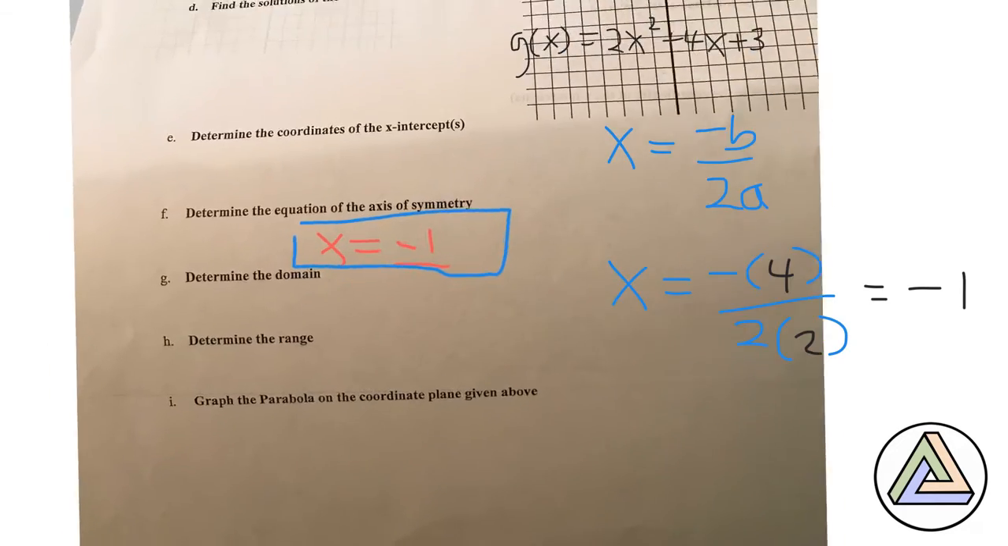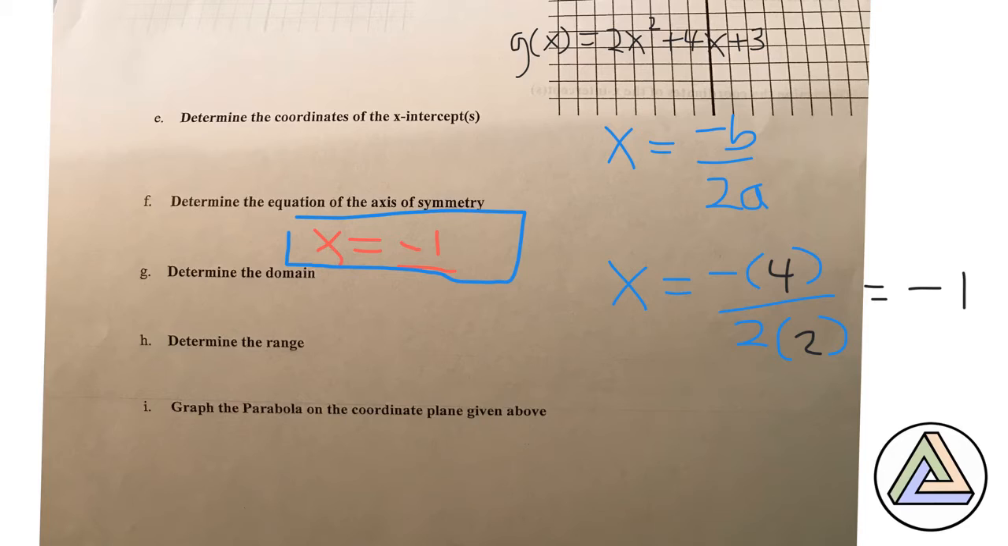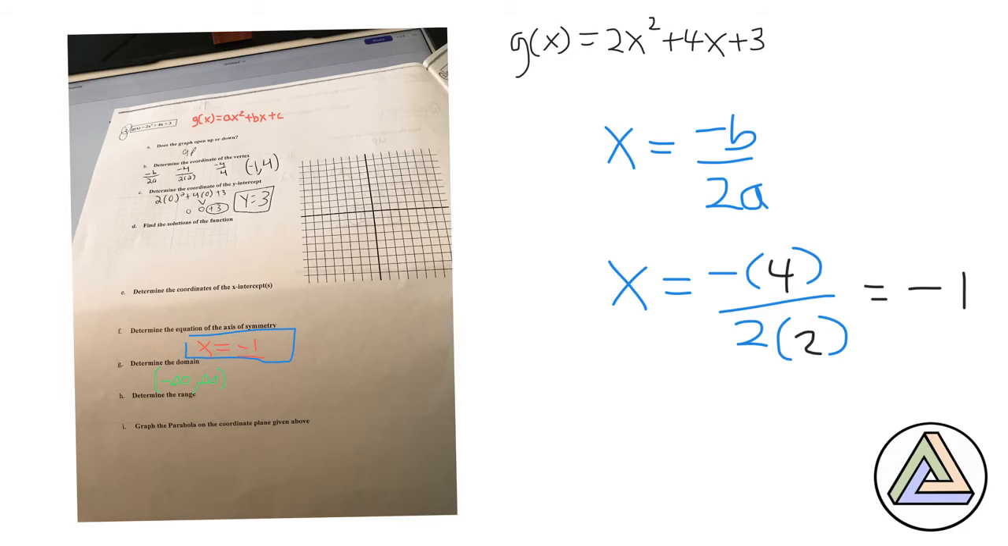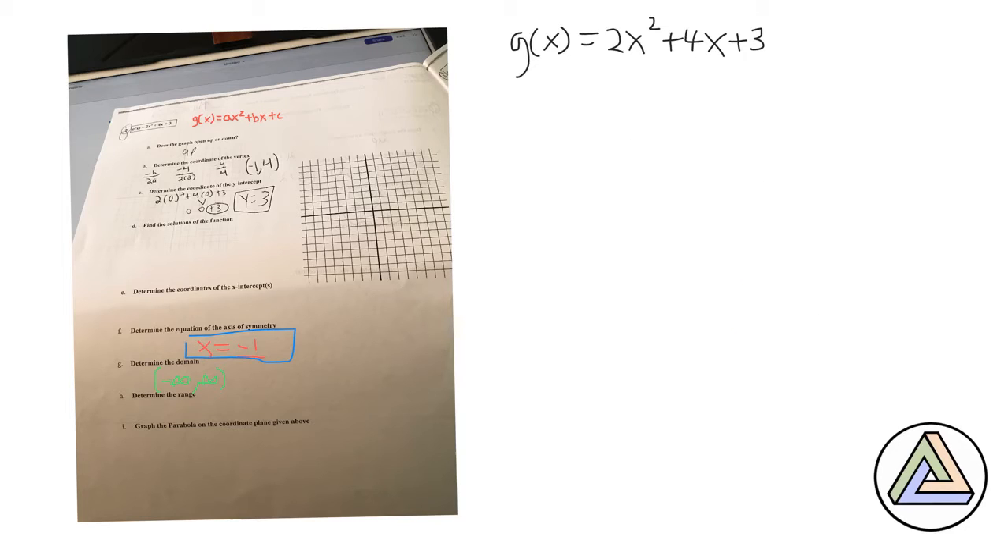Let's see, the domain. Well, check this out. The domain of any quadratic function, unless it's a weird situation where there are clear restrictions, is always going to be negative infinity, comma, positive infinity. So that's interval notation. That's probably the notation that the teacher would prefer. And just to be very clear, why is the domain that? I don't want to just have you memorize the fact that it will always be negative infinity, positive infinity.